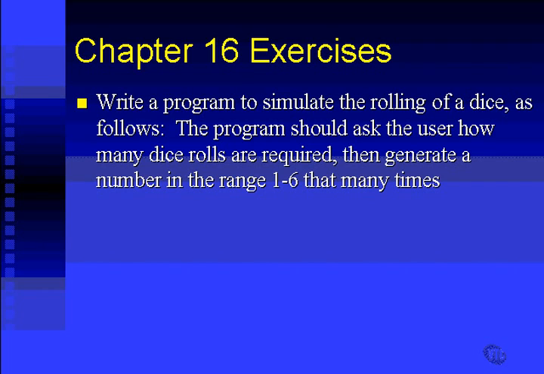So you're obviously going to have to figure out how to get the random numbers down from a range of 0 to 32,000 into the range 1 to 6. And if you can figure out how to do that, then you've pretty much got the program written.